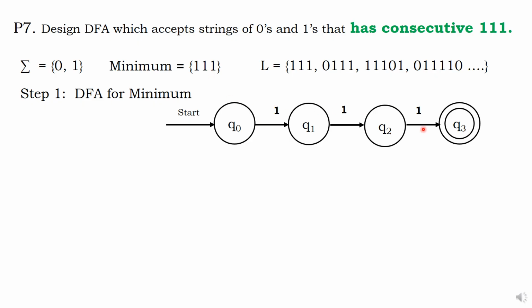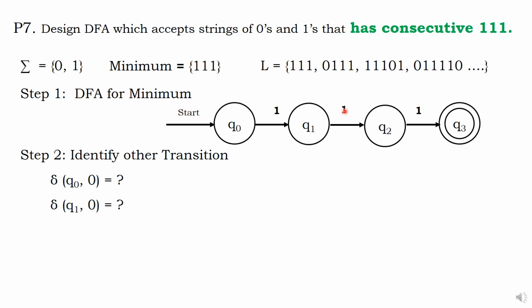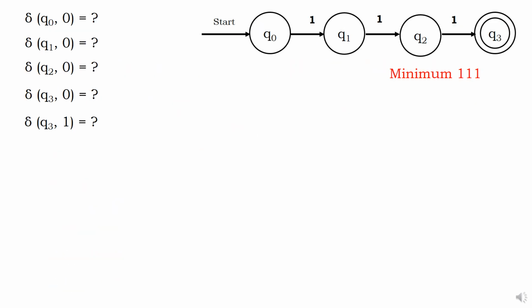Now, step 2. Identify other transitions. Q0, 1 is available, 0 I need. Q1, 1 is available, 0 I need. Q2, 1 is available, 0 I need. Q3, both are not available, 0 and 1 I need. This we will enter into the requirement. Minimum diagram I made. Minimum requirement consecutive 3 ones. All the questions are ready.